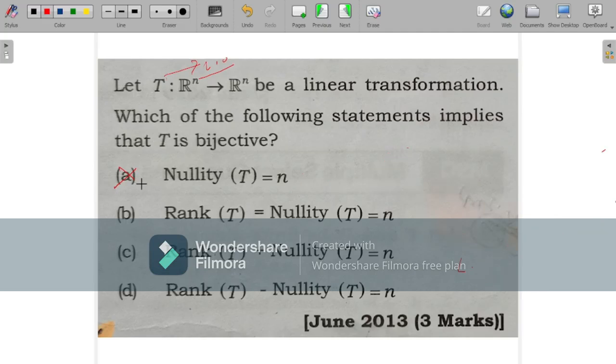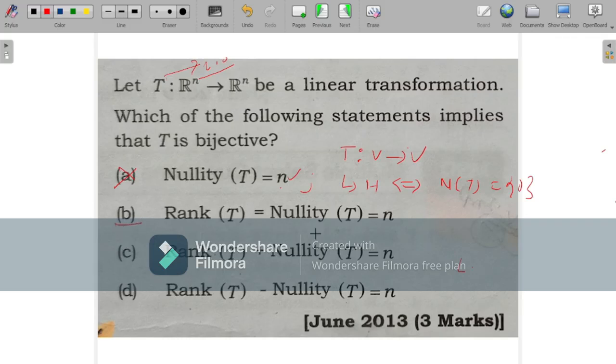Or you can use the result to discard the first option. See, a linear transformation T from a vector space V to V is 1-1 if and only if null space of T is a zero space. Here the null space of T has dimension n. So that means null space of T is not a zero space. So T is not an injective map. If T is not injective, T cannot be bijective. Okay, so the first option is wrong.